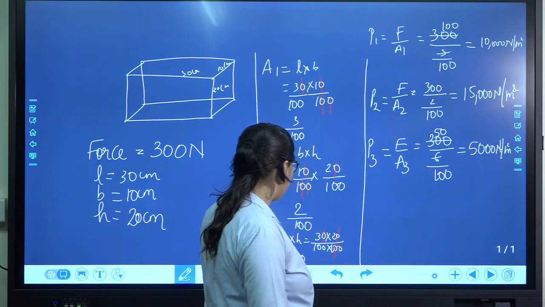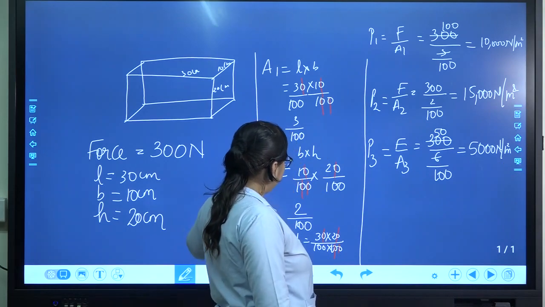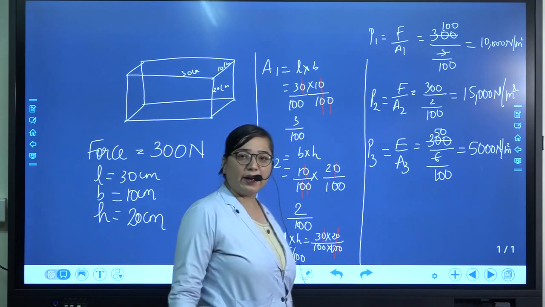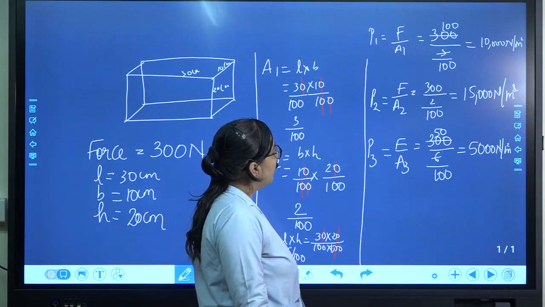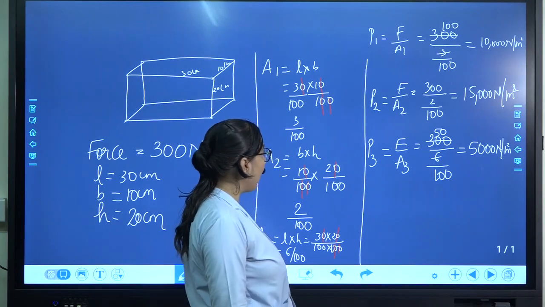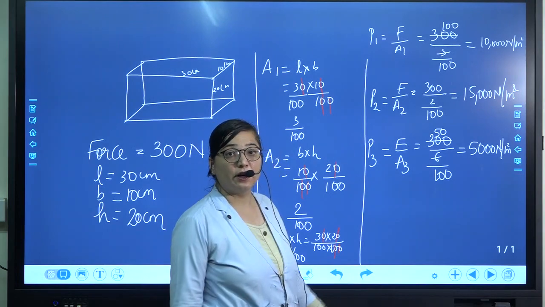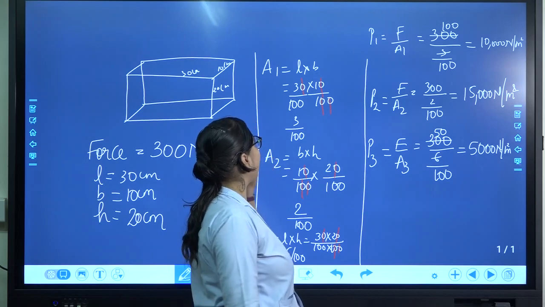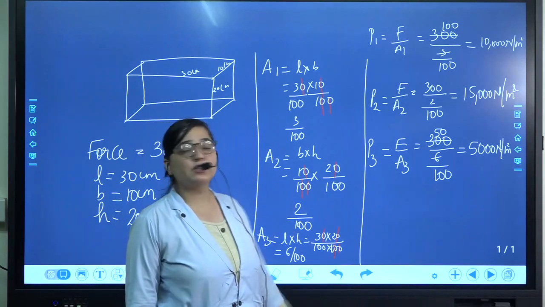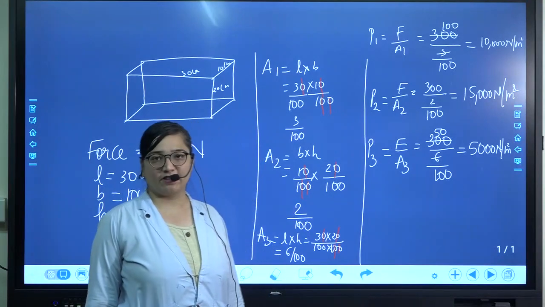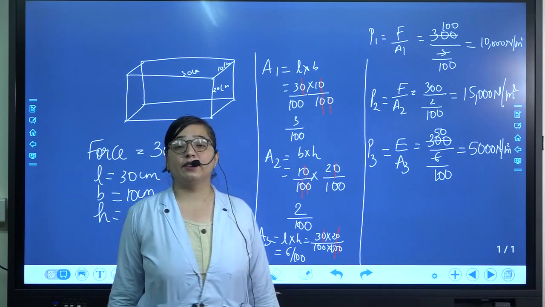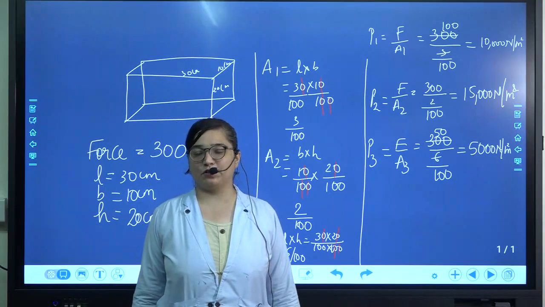Okay. 6 by 100, 3 by 100 and 2 by 100. More the area, less is the pressure. Less the area, more is the pressure. By looking at just the area, you can say that, but how much it is, that we need to calculate it. Come on now, note it down, then we'll move further.